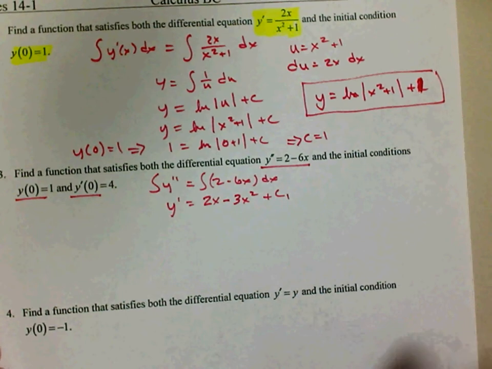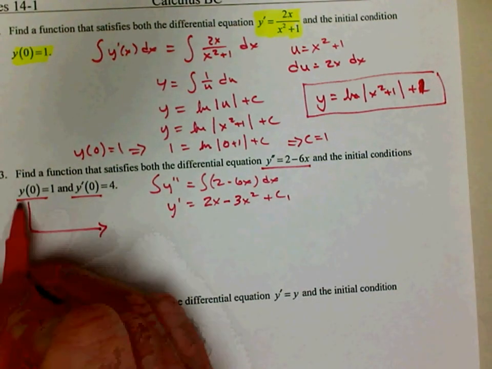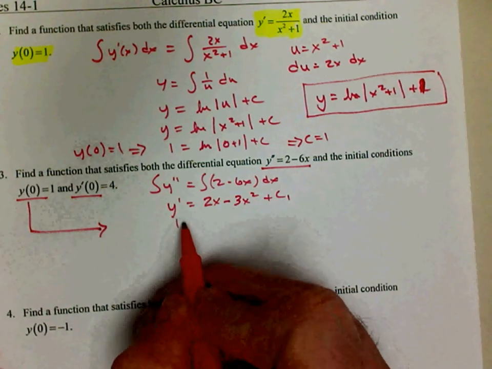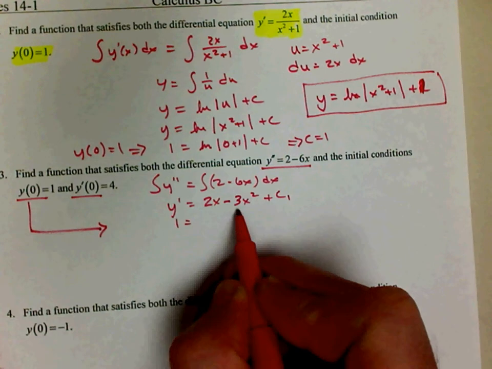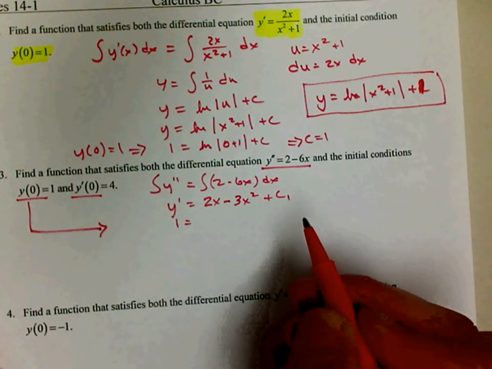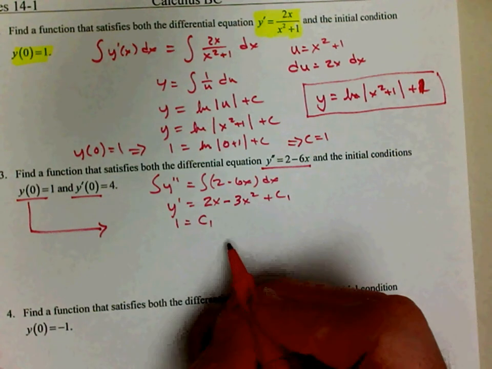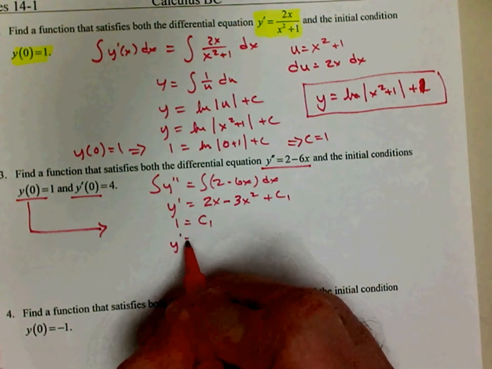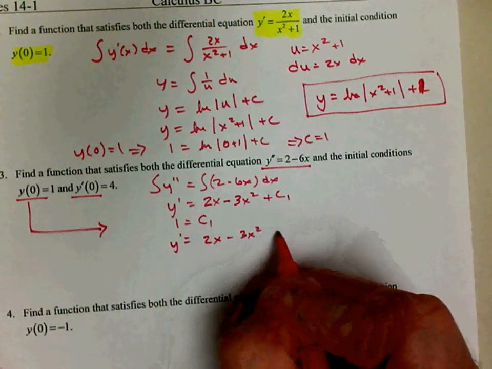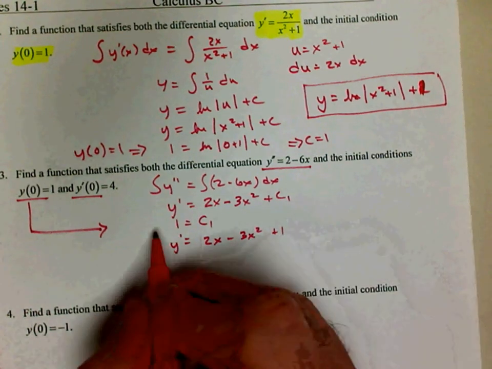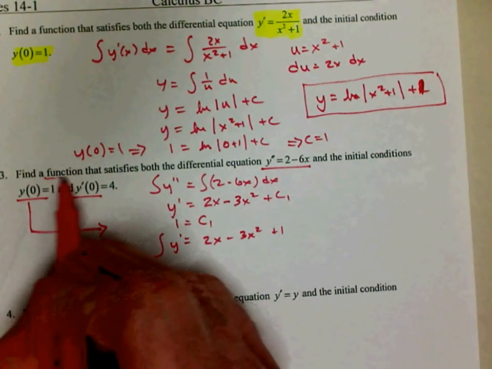We'll use these initial conditions, which means 1 equals 2 times 0 minus 3 times 0 squared, which of course is 0, so c1 equals 1, and we have the equation y prime equals 2x minus 3x squared plus 1. Let's go again. We're going to go all the way down to the actual function. So we're going to integrate this again with respect to x.